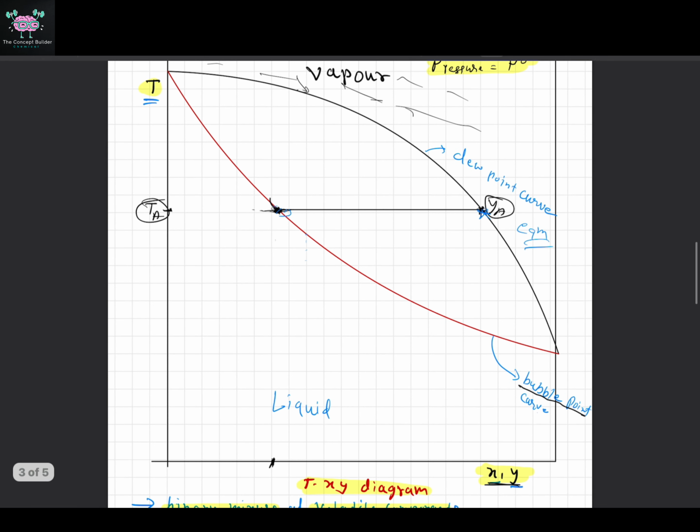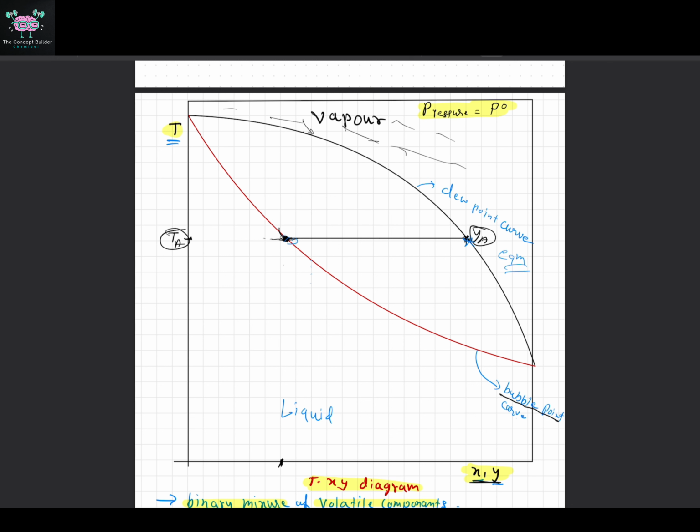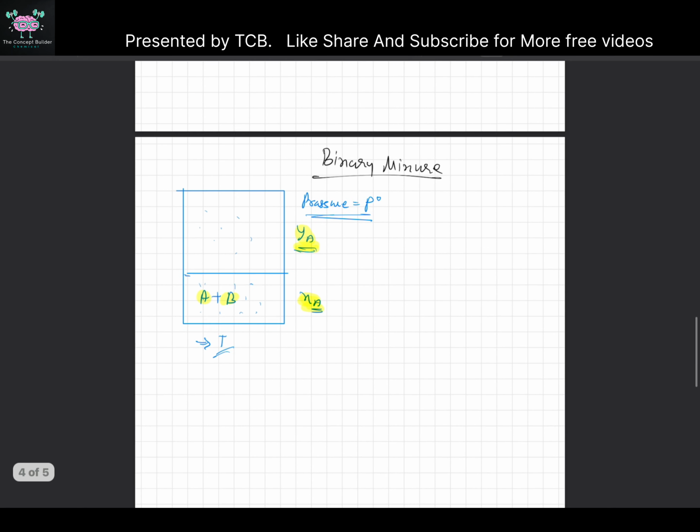So I'll show you. It is a typical TXY diagram, and you may have seen it and might get confused like how does it work, what does it explain, and how it's important. It's very important for distillation, and if you are new to mass transfer and new to distillation, this topic is very fundamental. So let's start with basics.